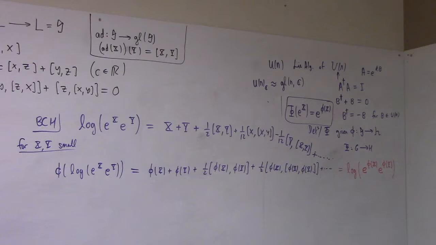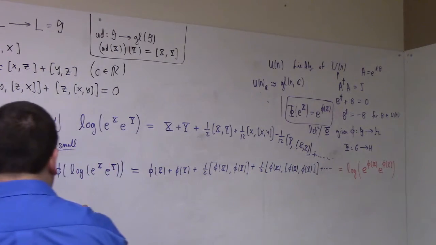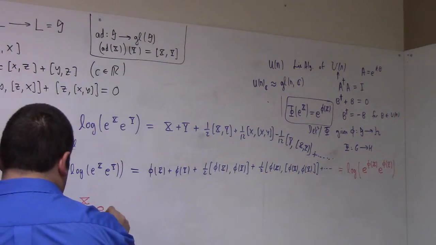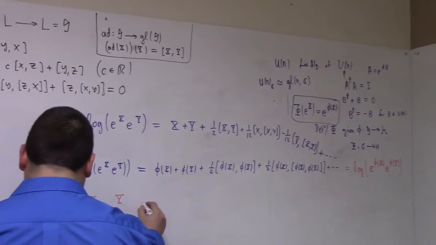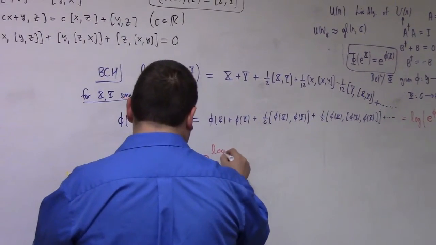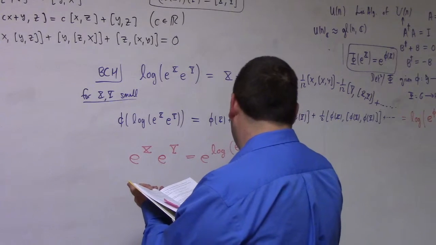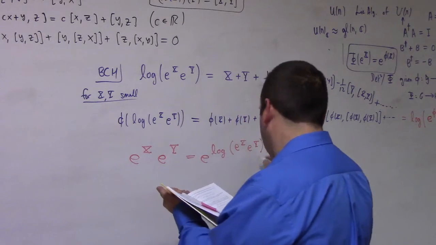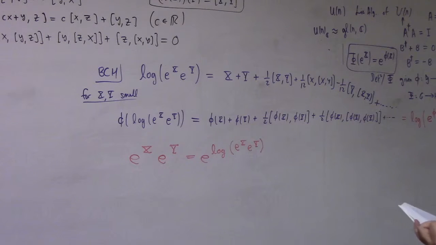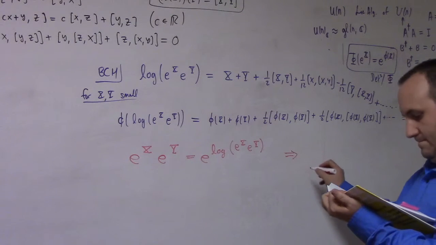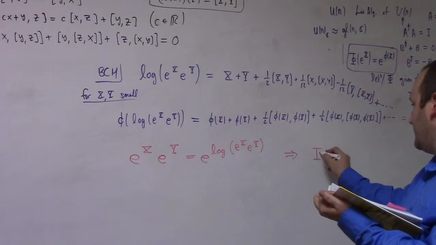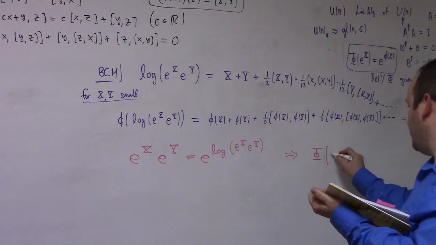But then what? He says, well, what else do you know? You know e to the x, e to the y is equal to e to the log of e to the x, e to the y. Okay. So what's that tell us? Let me start us out on the right foot here. Phi of e to the x, e to the y is equal to what?